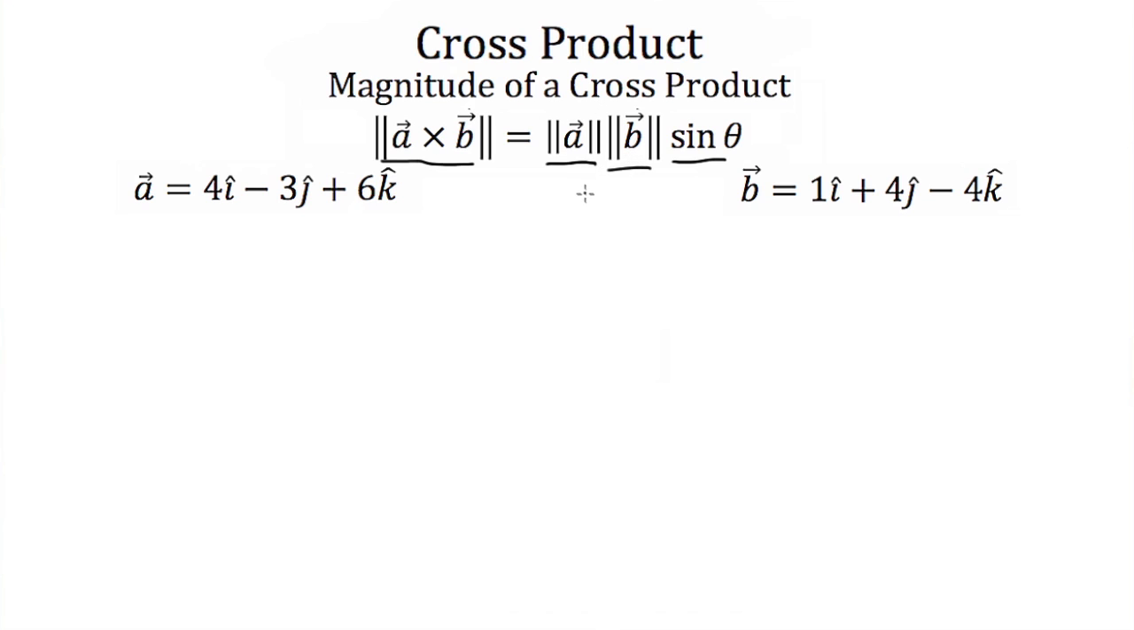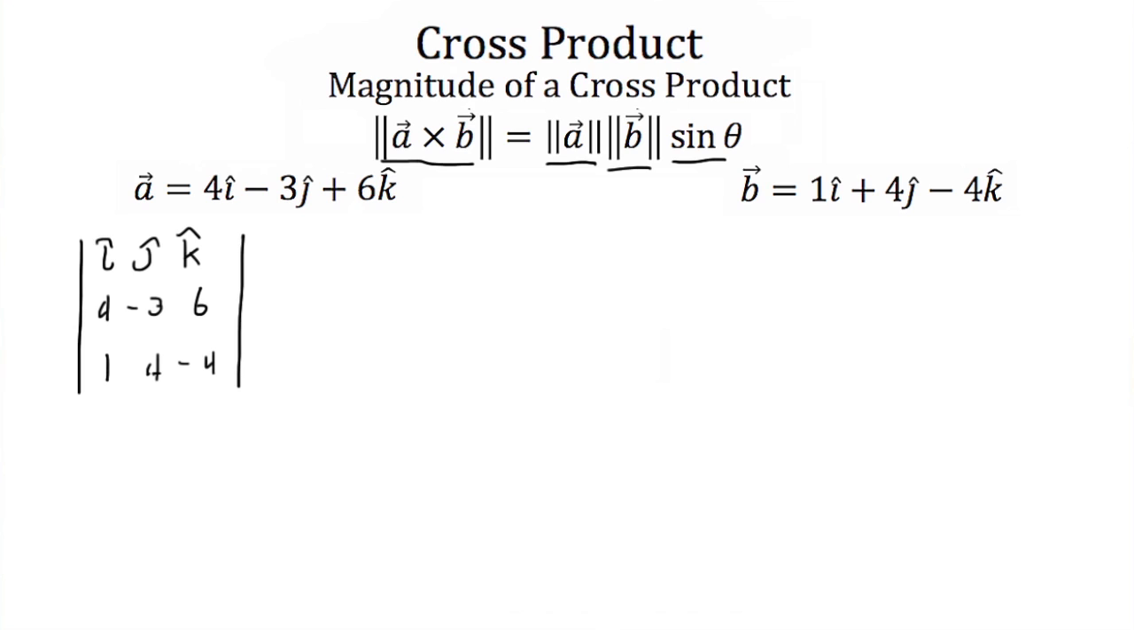Now, if I take the cross product of A and B, I set up my 3x3 matrix. I put my i, my j, and my k in the top. Then the amount it moves in each direction, so 4, -3, and 6. And then my second vector, 1, 4, and -4. And I find the determinant of this 3x3 matrix. Now I'm going to use method 2 this time.